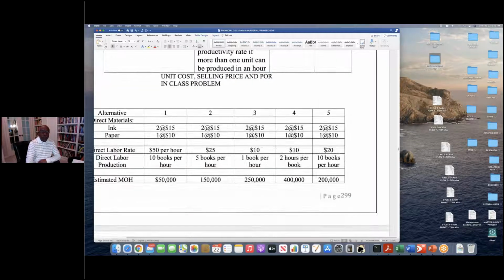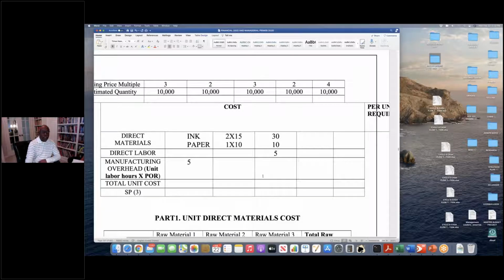So $15 to 75. So what's our total cost? 60. What's our selling price going to be? The multiplier is 2, so 120. Any questions by anyone?